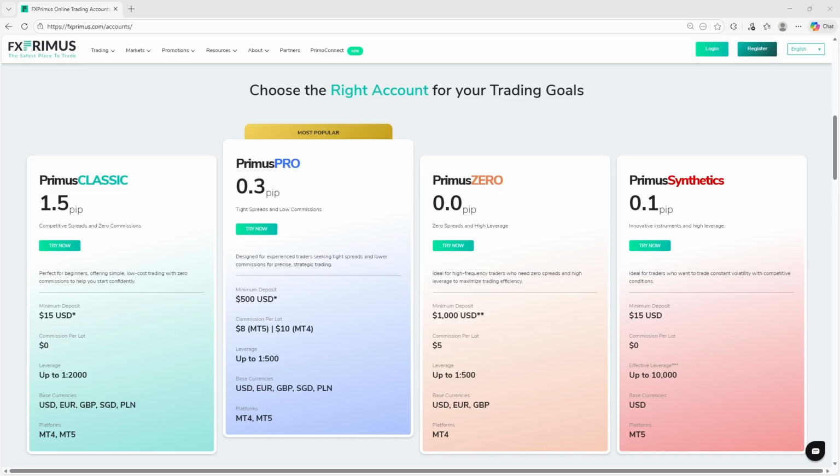FXPrismus also offers a synthetics account with ultra-tight spreads and extremely high effective leverage, designed specifically for traders looking to trade proprietary synthetic instruments rather than traditional forex pairs. Across all account types, FXPrismus uses MT4 and MT5 as its core platforms, keeping pricing execution familiar and widely supported. Minimum deposits vary significantly depending on account selection, which gives flexibility but also requires traders to choose carefully based on their actual strategy rather than marketing labels.